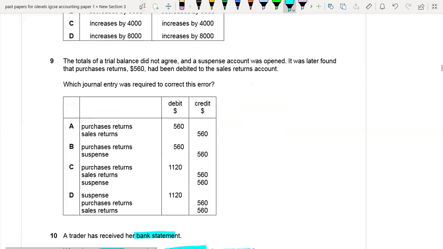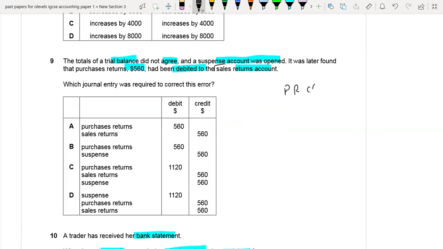Okay. Totals of the trial balance did not agree, and a suspense account was opened. It was later found that a purchases return of 560 had been debited to the sales return account. Okay, so we know that our purchases return should be credited, but we debited the sales return account.